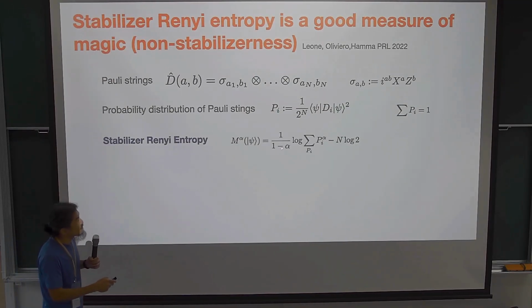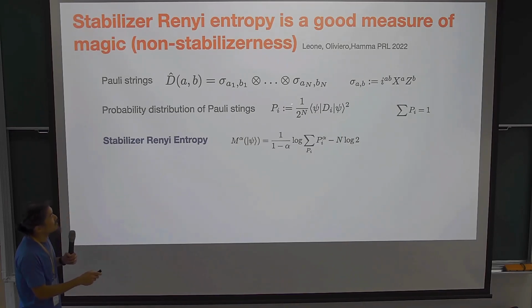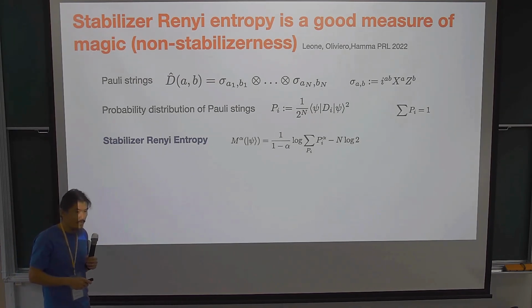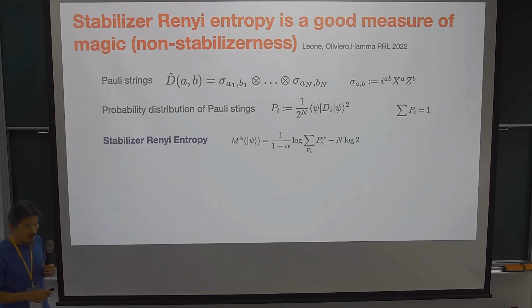From this definition, if this distribution is peaked, so only one entry is nonzero and the others are zero, then that indicates the state is fixed. Di is a Pauli string, and you sum over all i. If I have n qubits, I have 4 to the power n Pauli strings, since on each site I have identity, x, y, z. So I have 4 to the power n combinations, and it forms a probability distribution if I evaluate these Pauli strings. This is a measure for the magic.